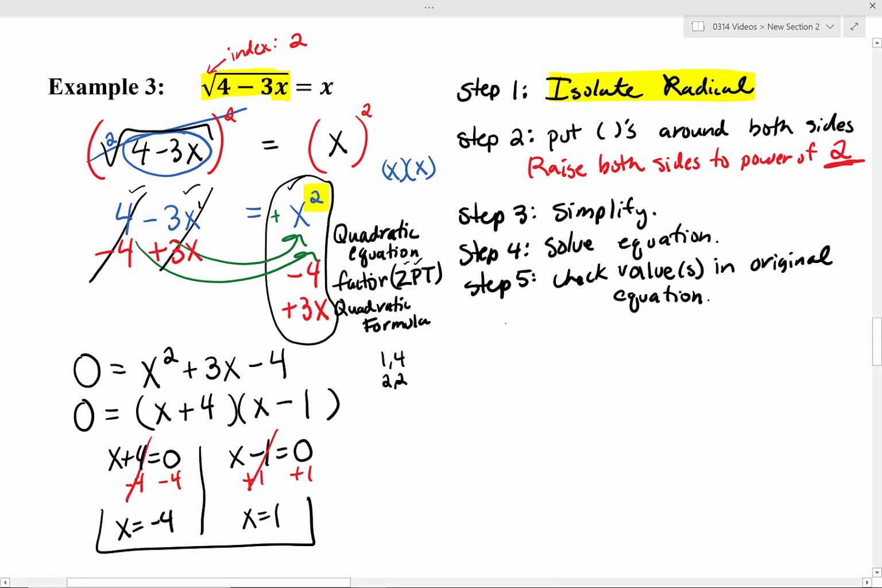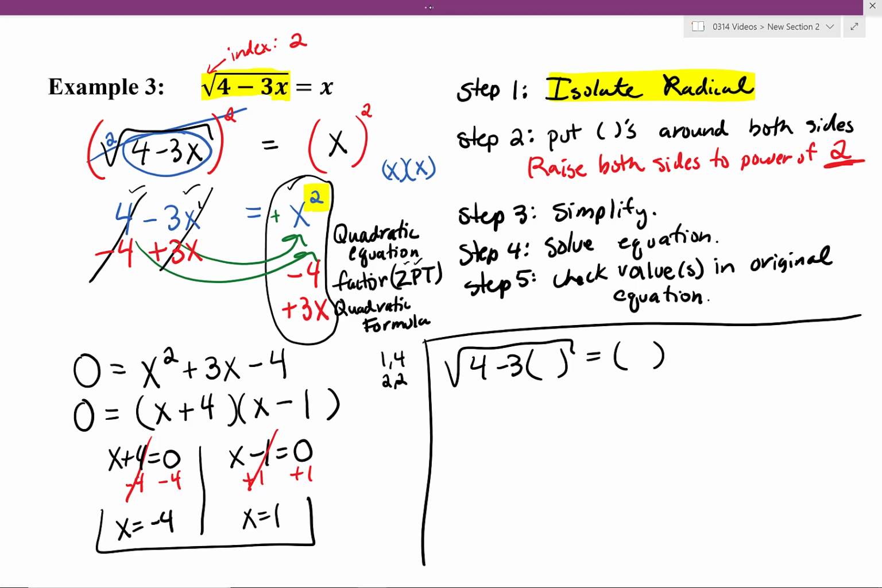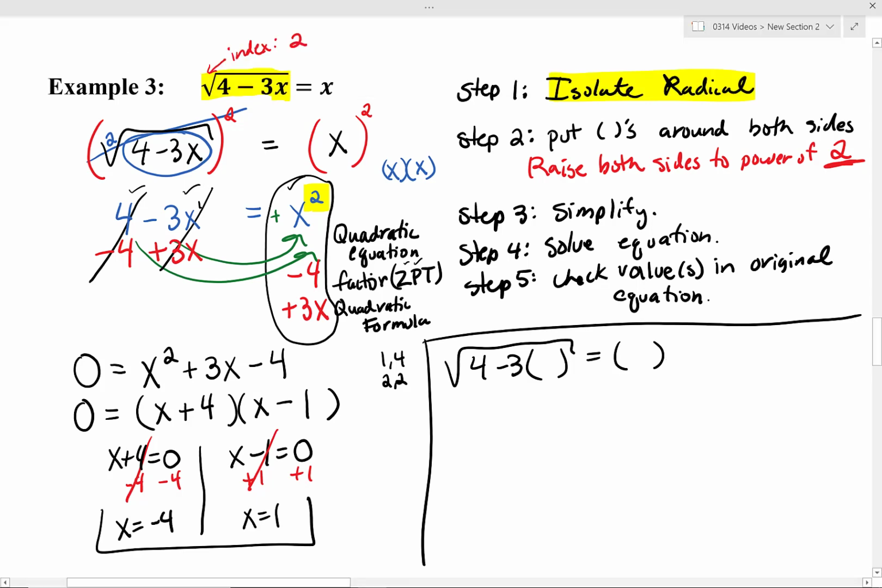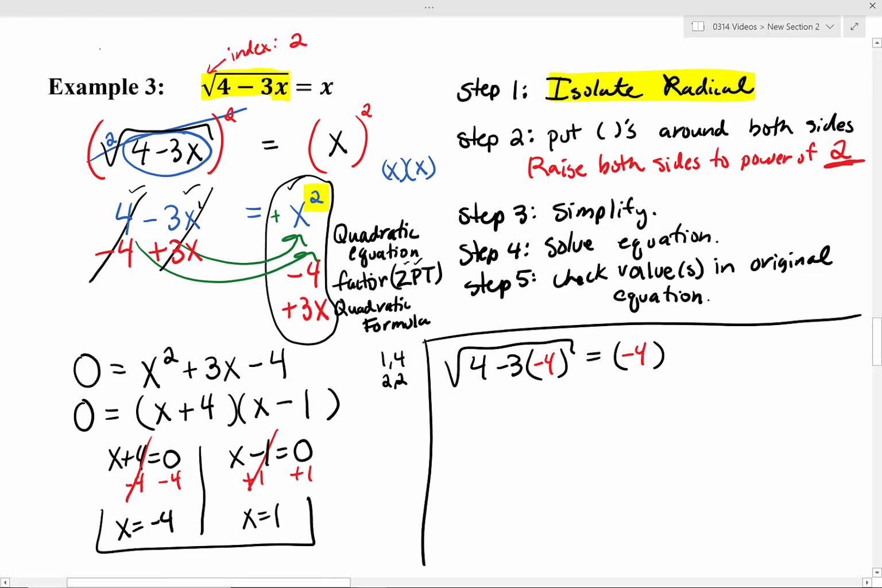Let's do step 5. I'm going to write our equation out, and I'm going to put parentheses everywhere I have an x. Let's first check the -4. So I'm going to put -4 in all the parentheses. Let's simplify the left-hand side and see what we get.